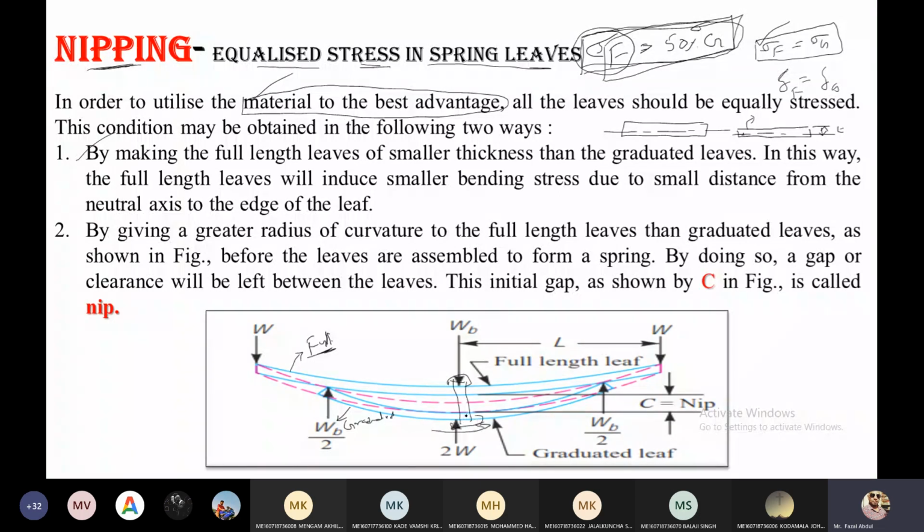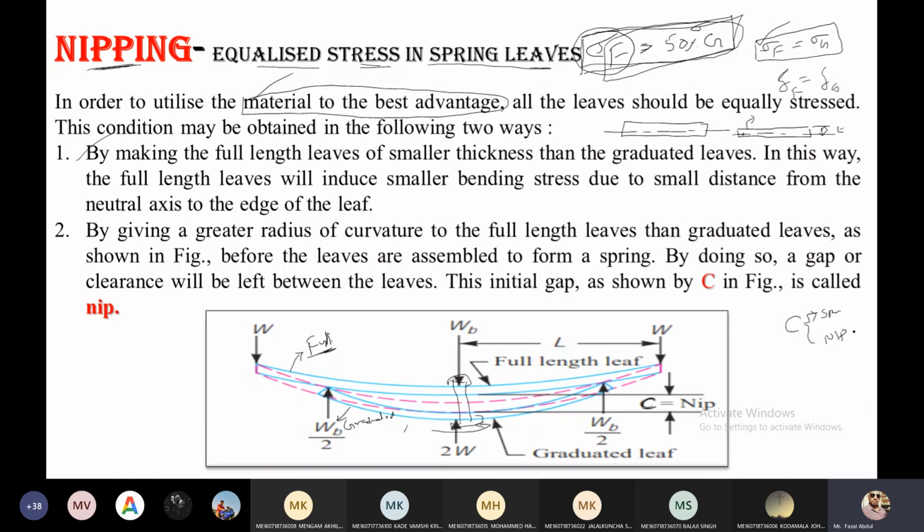While assembling, because the full length leaf has a larger radius of curvature than the graduated leaf, there will be a gap between the two springs, called here capital C. In this first unit we have capital C as one terminology, the spring index for the helical spring, and capital C for the leaf springs is nip. Don't get confused.